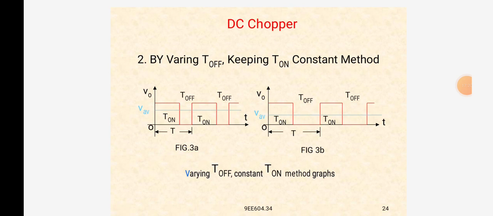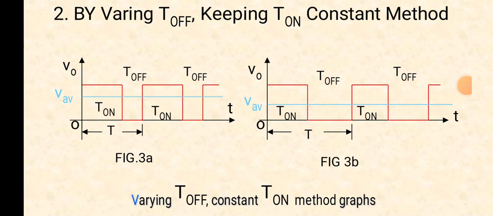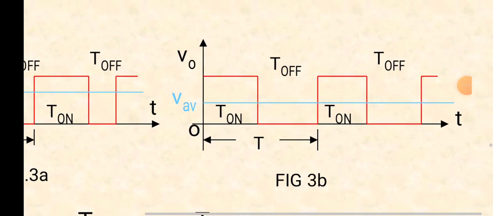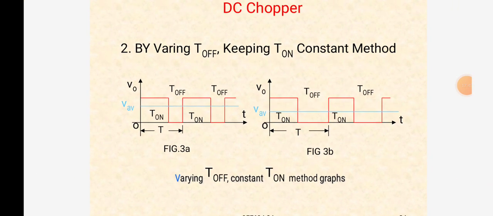In DC chopper, by varying turn off, keeping turn on constant method, here also we have two waveforms. In the first, the blue line is the average voltage, the red line is the maximum output voltage. Here also T on and T off together make the total time. Here the gap means T on time is almost equal to T off time. So here, varying T off, constant T on method graphs.